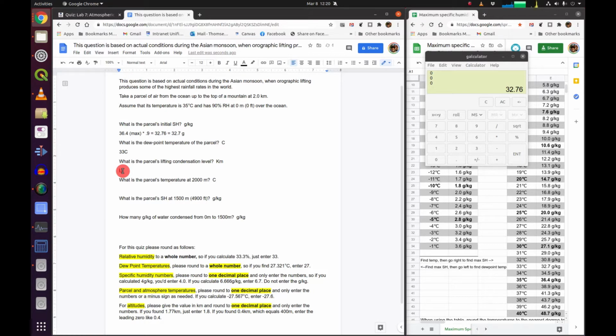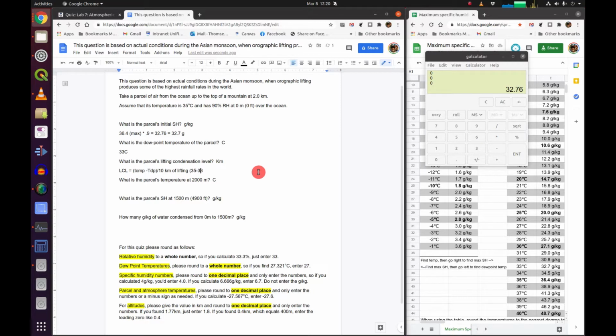And LCL equals temp minus temp dew point. So we know the current temperature. The current temperature is 35. The dew point temperature is 33. So temperature minus dew point temperature, divided by 10, equals kilometers of lifting. So 35 minus 33.